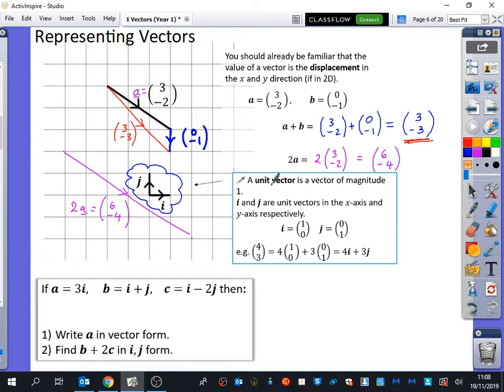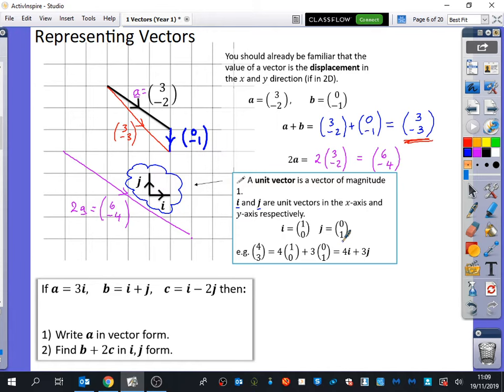We use the letters I and J, and when you write I and J, you underline them, because that's how we denote that something is a vector. On a computer, it is typed bold, but we obviously can't write bold, so we underline it. The unit vectors I and J are unit vectors in the x-axis and y-axis direction respectively. So I is (1, 0), and J is (0, 1).